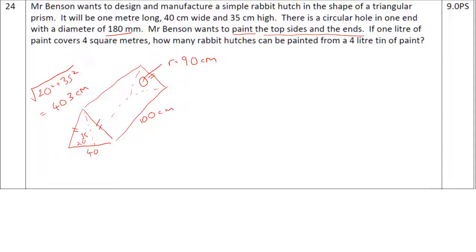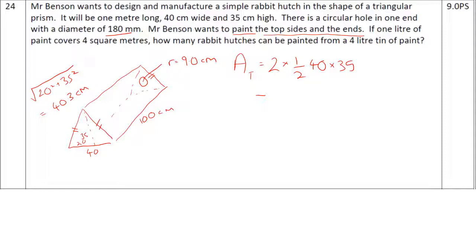So then what have I got to work out? I'm going to do the total area. So the area of the ends, well, I've got two ends. Now they're triangular, so the formula is a half of the base times the height. So that's half of 40 times 35. That would be the area of the ends if there were no holes in it. So later on, I've got to deduct the area of the hole.